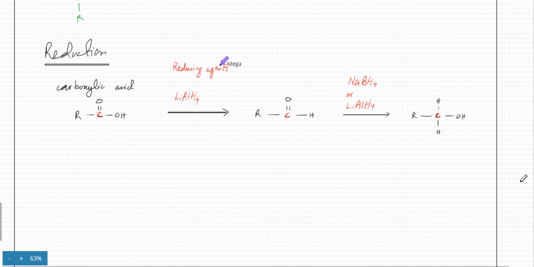And just to give you an idea of how they work as reducing agents, both of them. Let me draw the other one as well. If you have a ketone, that is going to change into a secondary alcohol.